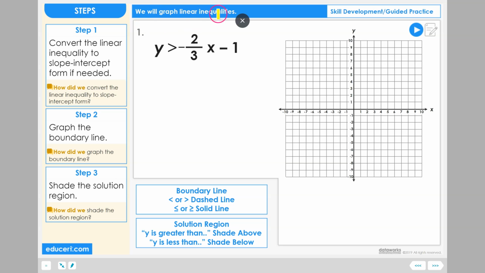Let's graph linear inequalities. Number 1. y is greater than -2/3x minus 1. Step 1. Convert the linear inequality to slope-intercept form if needed.